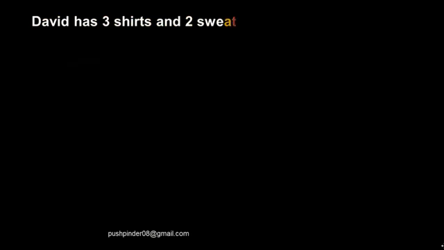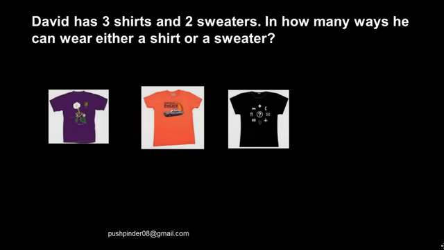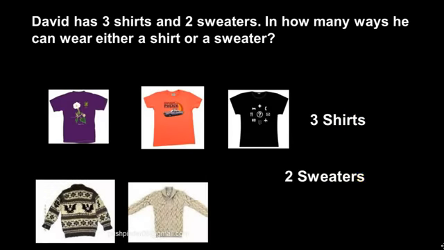Okay, so let's see this simple question over here. David has 3 shirts and 2 sweaters, and how many ways can he either wear a shirt or a sweater? So this is a simple question for us. David has 3 shirts. Let's suppose he has these 3 shirts, and let's suppose he has these 2 sweaters. The question asked is, in how many ways can he either wear a shirt or a sweater?